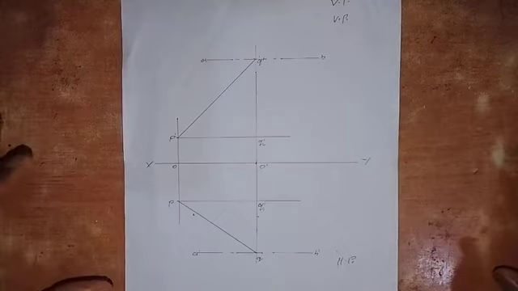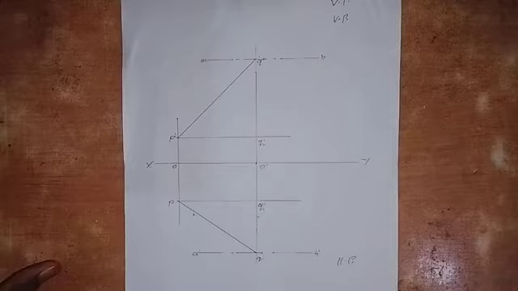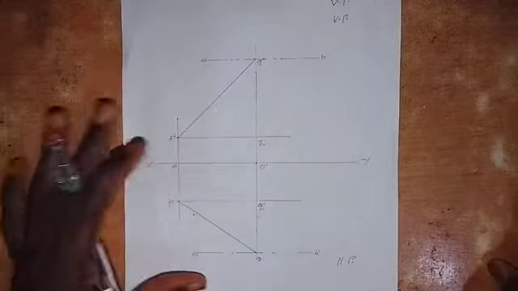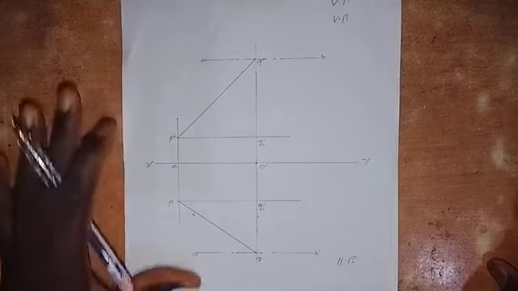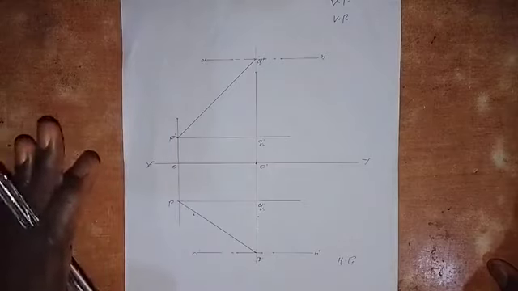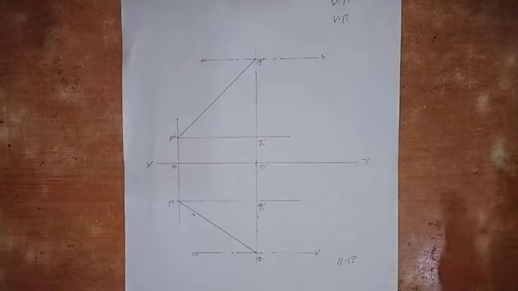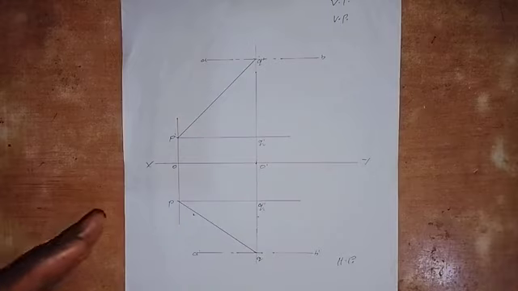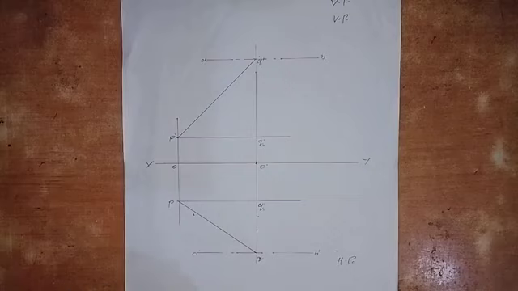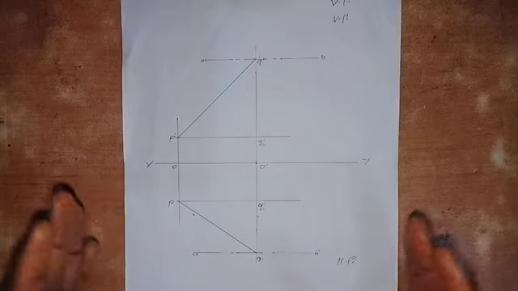But before that, as part of the question, we are asked to draw the projections of the line. We have already drawn the projections of the line. So the next thing that we are going to do is to determine the true length of the line and also the true inclination. As I said, there are two methods that we can use in determining the true length and true inclinations of a line, and we are going to make use of the first method now.